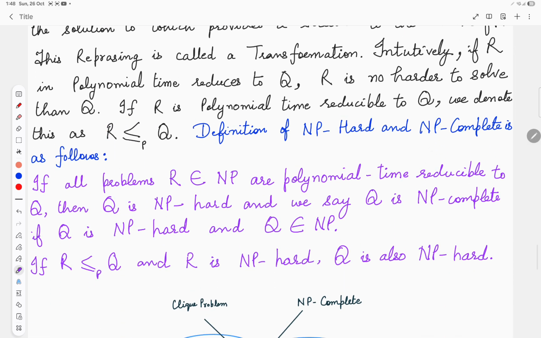So if all the problems R belonging to NP are polynomial time reducible to Q, then Q is NP hard, as I was just trying to explain. And we say Q is NP complete if Q is NP hard and Q also belongs to the NP class. So if R is polynomial time reducible to Q and R is NP hard, Q is also NP hard.